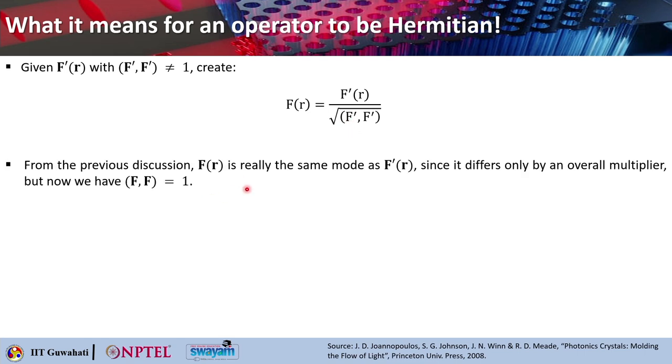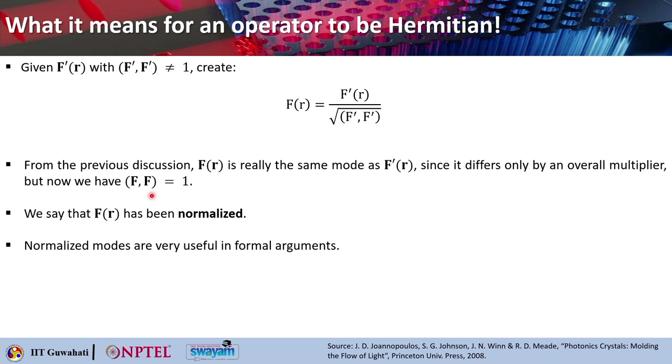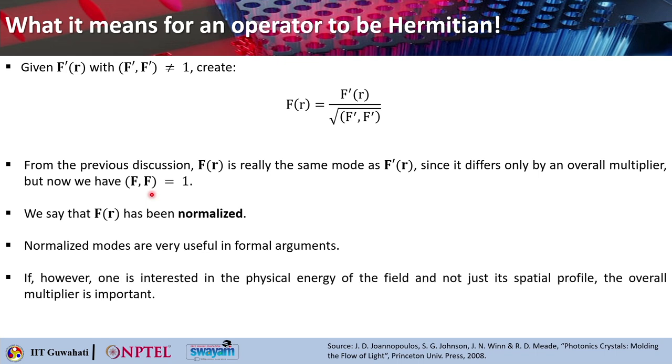From the previous discussion, we understand that F(r) is basically the same mode as F prime(r), differing only by an overall multiplier. But now we have the inner product of F with itself equal to 1. That means F(r) is normalized, and normalized modes are very useful in formal arguments.